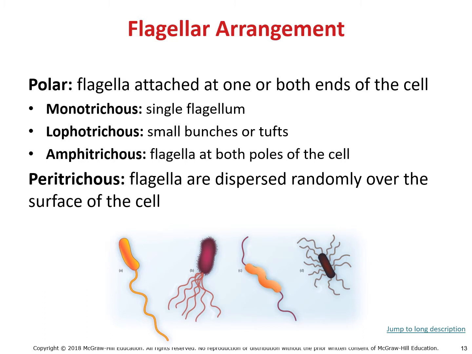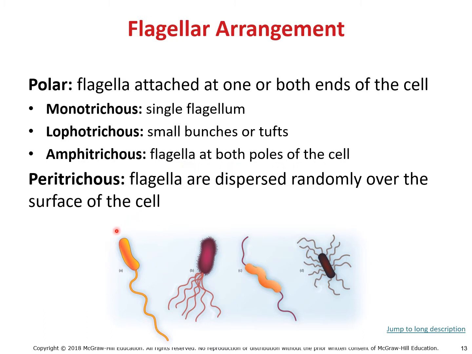There are really two major categories, polar and peritrichous. As the name polar suggests, we're talking about one or more at an end, while peritrichous is going to be found all over. Under polar we have three subcategories: mono, lopho, and amphitrichous. The idea here is monotrichous will have a single flagella. Lophotrichous will have a bunch or tuft, and then amphitrichous has flagella at both ends.